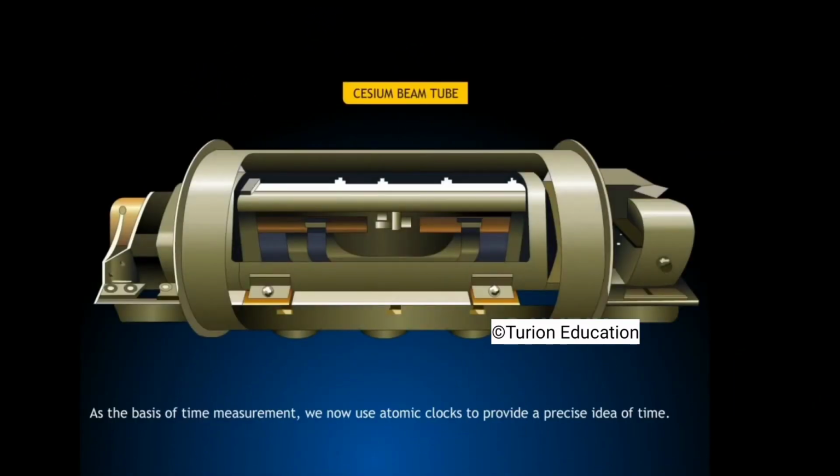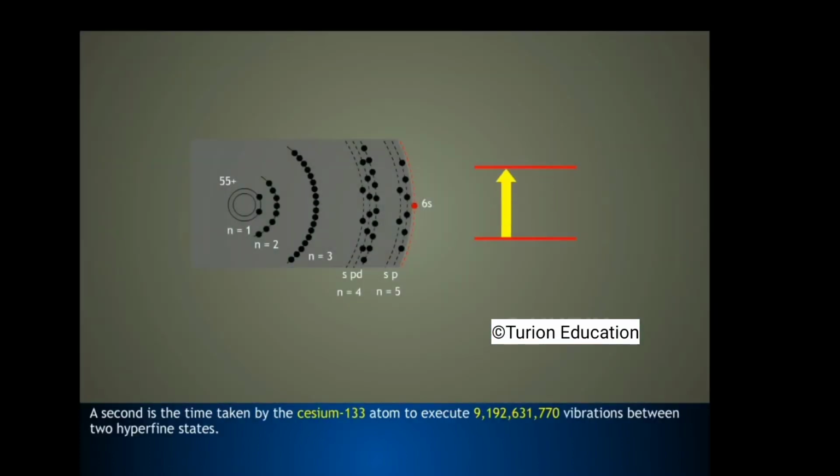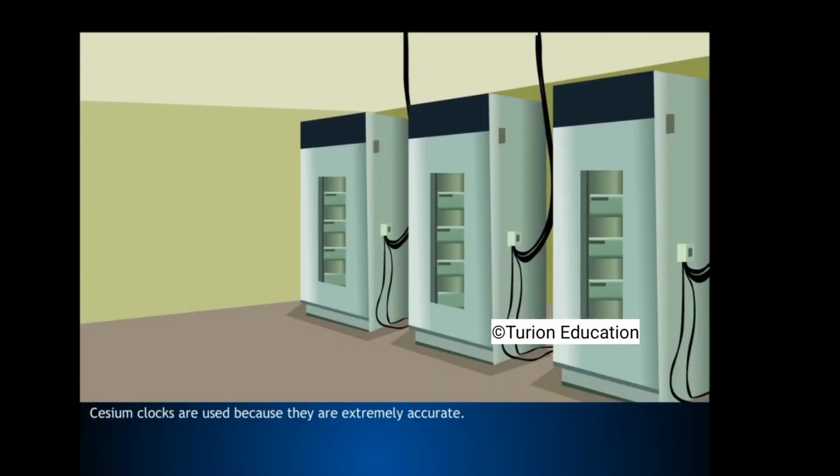As the basis of time measurement, we now use atomic clocks to provide a precise idea of time. Atomic clocks make use of periodic vibrations of the cesium atom. A second is the time taken by the cesium-133 atom to execute 9,192,631,770 vibrations between two hyperfine states. Cesium clocks are used because they are extremely accurate. In a year, the amount of time by which the cesium clock might stray is no more than 3 µs.